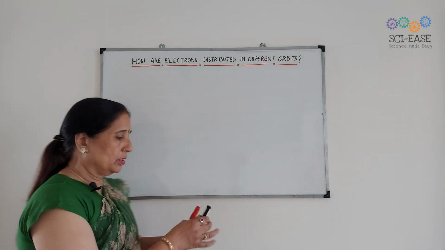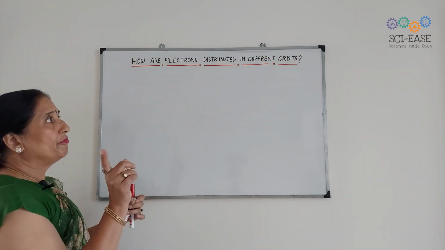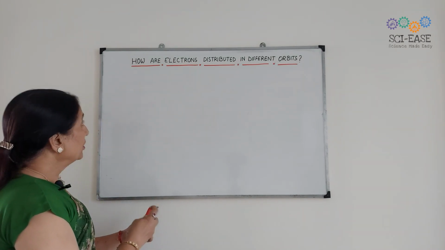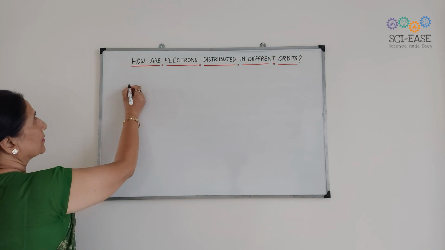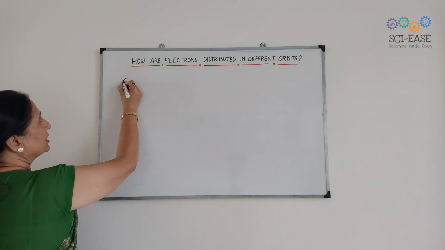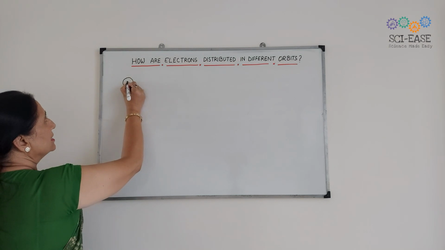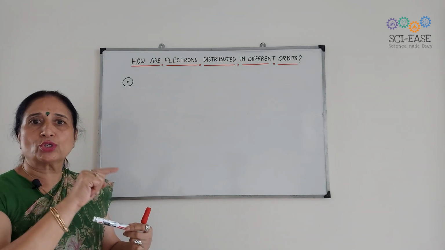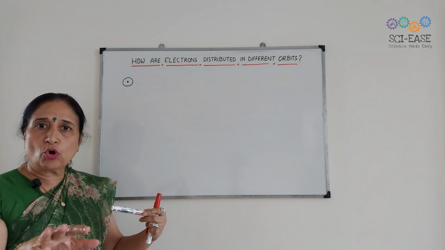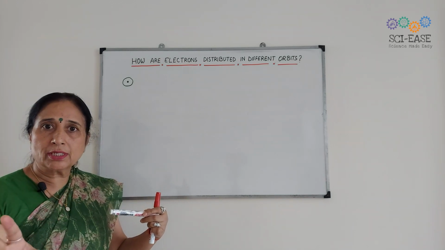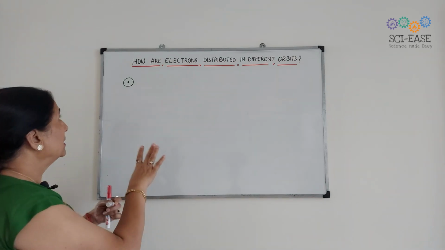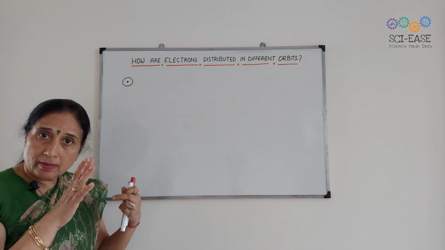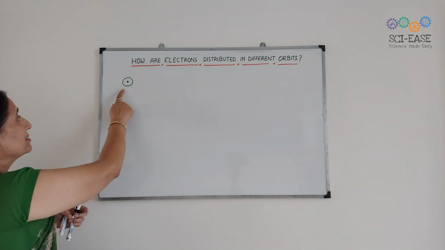Now I will draw atomic structures of elements from hydrogen to calcium. First is hydrogen with atomic number 1. This is the nucleus. I am not writing here the number of protons or electrons or neutrons. I am just drawing schematic diagrams of different elements. So this is hydrogen.